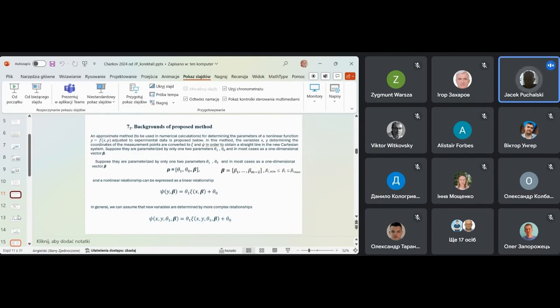So if you have a specific nonlinear function, an implicit function, you can divide the data by x and y, theta 1, and the new variable can be estimated, or can depend on x, y, theta 1, and beta.